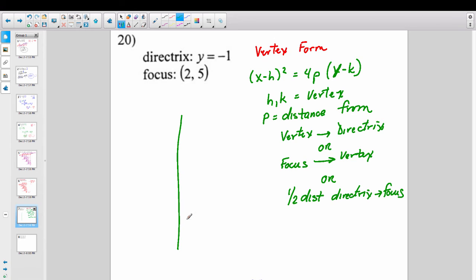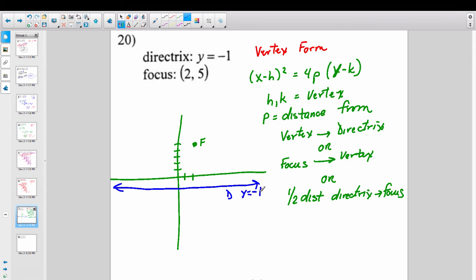I'm just going to sketch it. I don't have a picture of that graph, but you get the idea. All right, the focus is 2, 5. So 1, 2, 1, 2, 3, 4, 5. Right there. There's my focus. We'll call that F. Now, the focus is always inside the parabola. My directrix is at -1. So that's right here. That's my directrix. Y equals -1. It's important to know that a parabola will always aim away from a directrix. It's scared of the directrix, so it goes in the other direction.